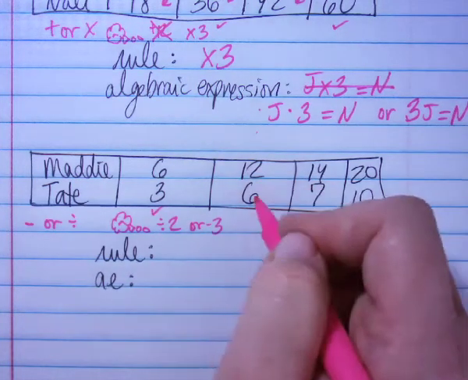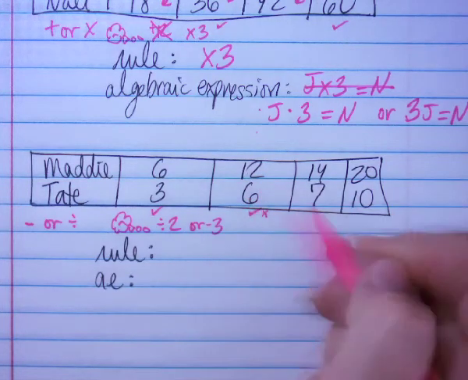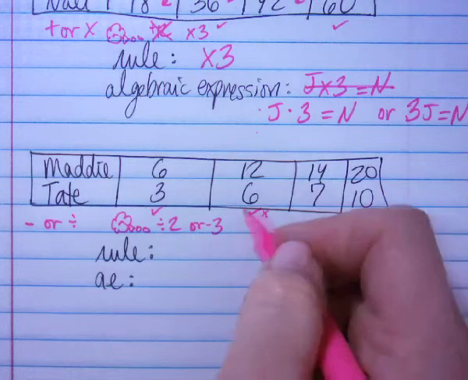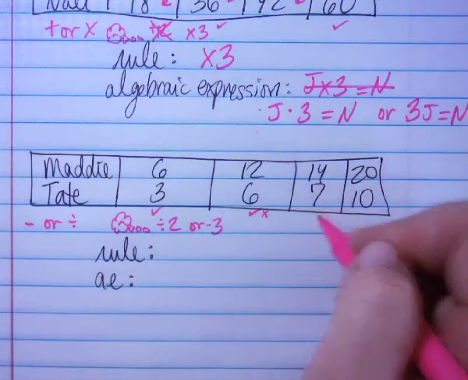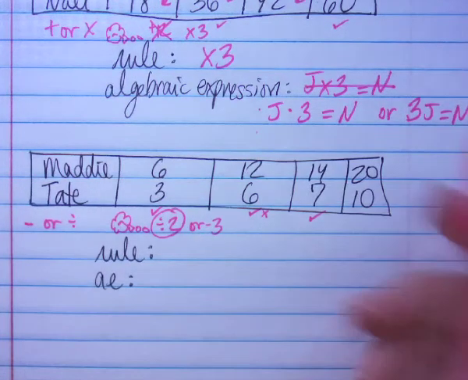Divided by 2 works here. 12 divided by 2 is 6. 12 minus 3 doesn't equal 6. Let's test the divided by 2 one more time. 14 divided by 2 is 7. Boom. So what is our rule? Divided by 2.